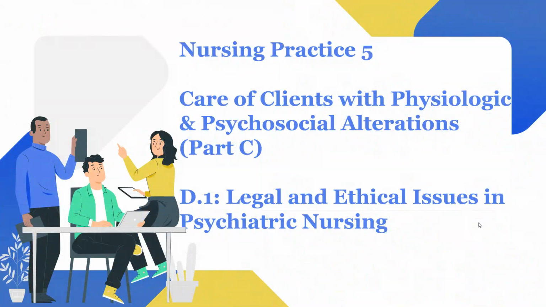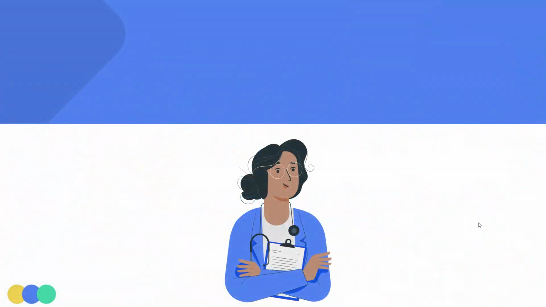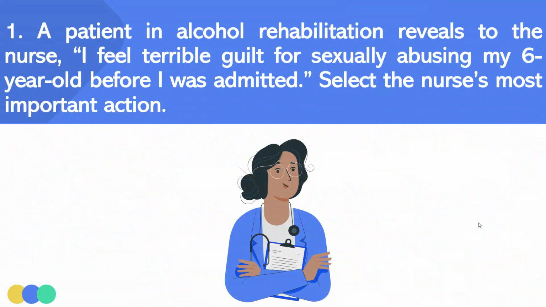Let's begin with care of clients with physiologic and psychosocial alterations, part C, which is focused on legal and ethical issues in psychiatric nursing. Let's have question number 1. A patient in alcohol rehabilitation reveals to the nurse, "I feel terrible guilt for sexually abusing my 6-year-old before I was admitted." Select the nurse's most important action.